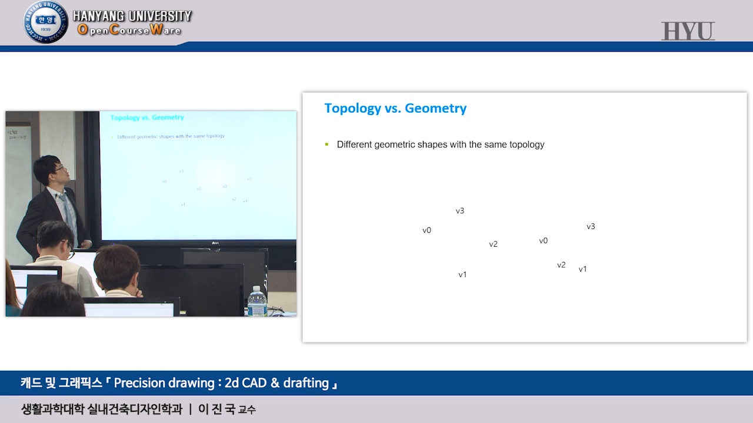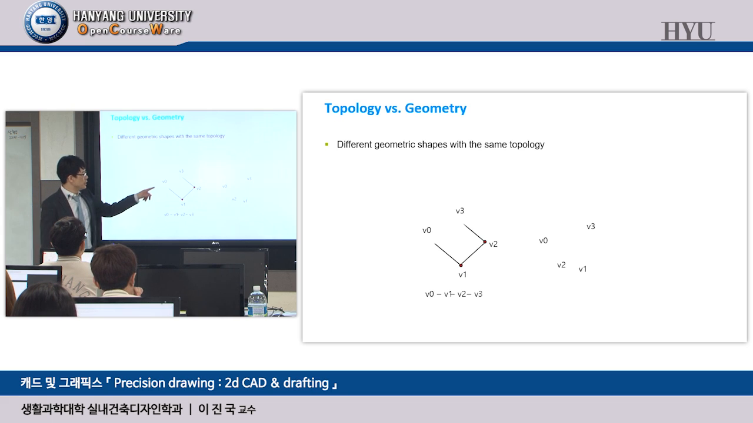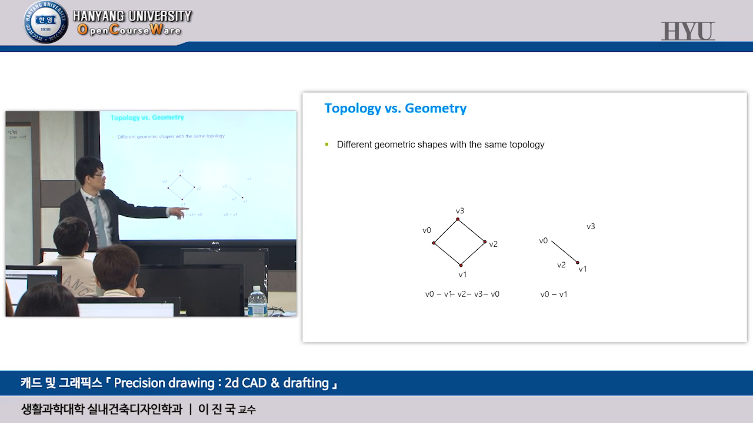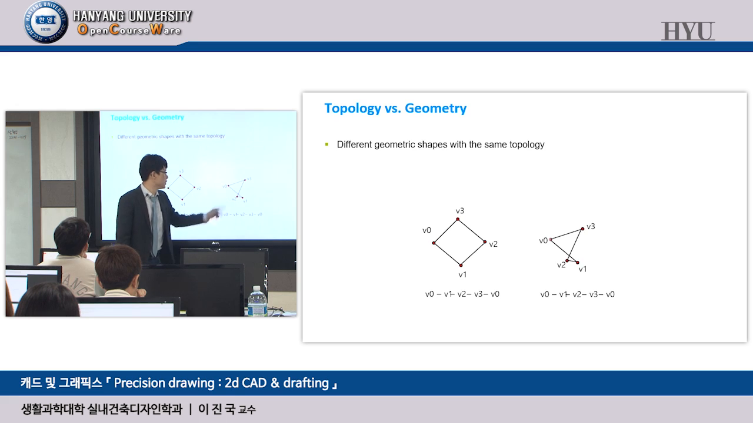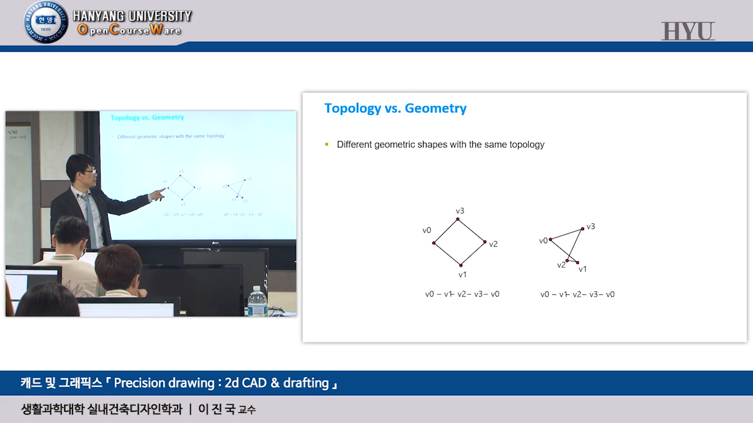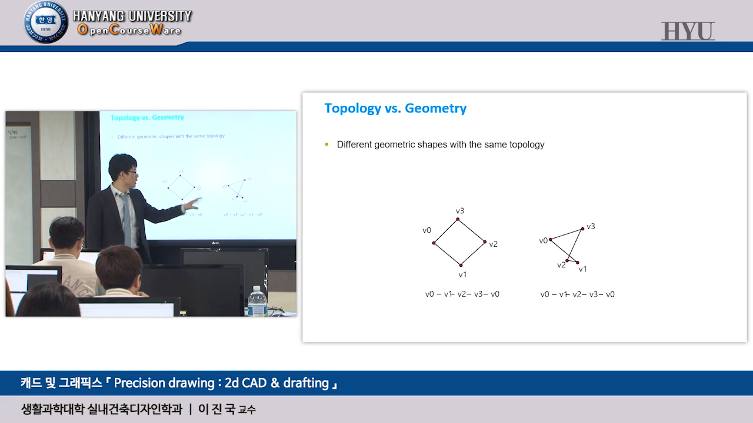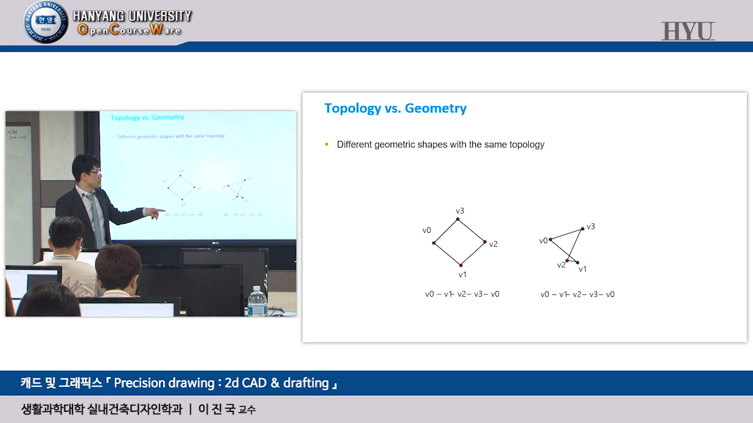Okay, let's take a look. Geometry versus topology, okay? Different geometric shapes with the same topology. Take a look. V0 through V1, V2, V3, and back to V0, okay? And take a look at this one. V0, V1, V2, V3, V0. Same topological relationship, but different geometry, because of their different geometric locations, the output shape looks totally different, okay? Same topology, but different geometry, okay?